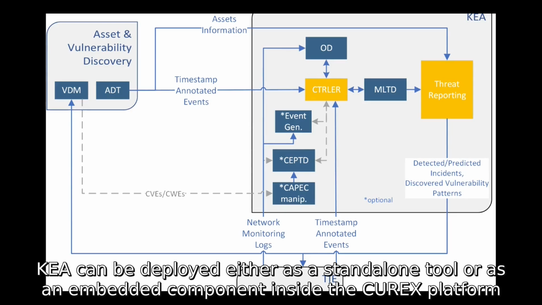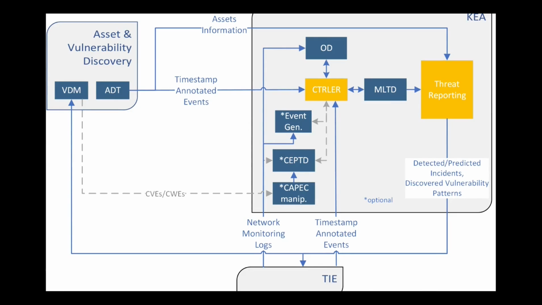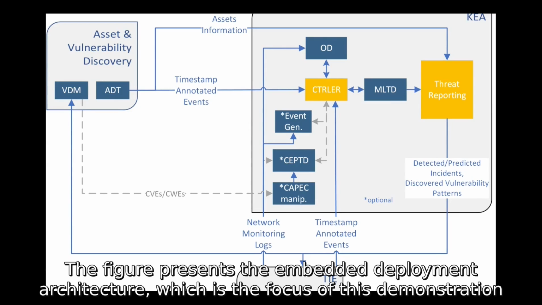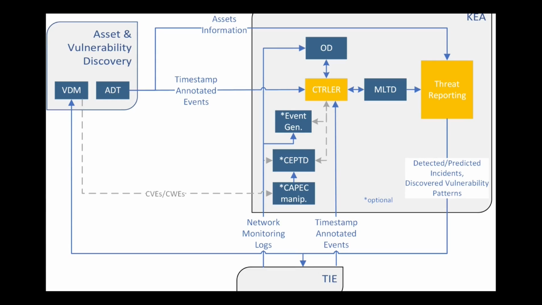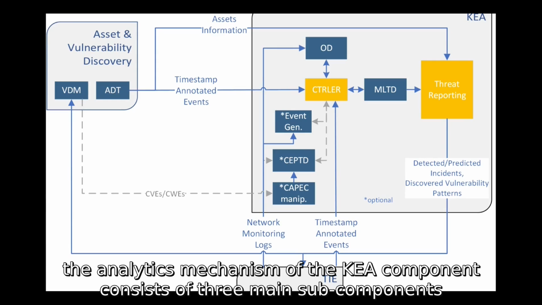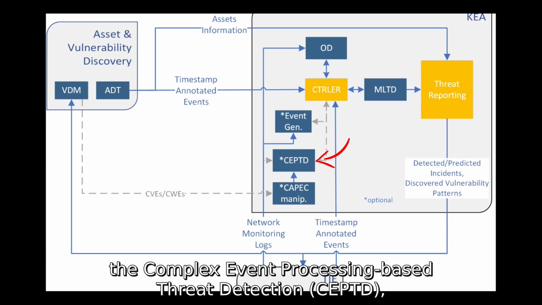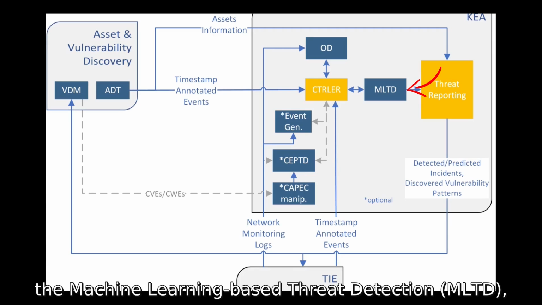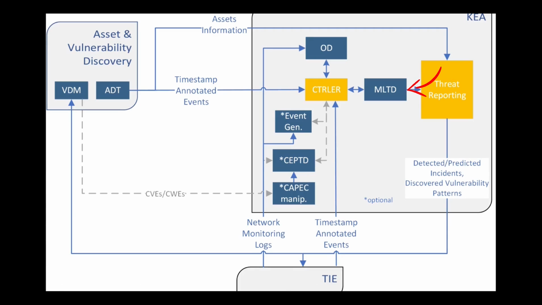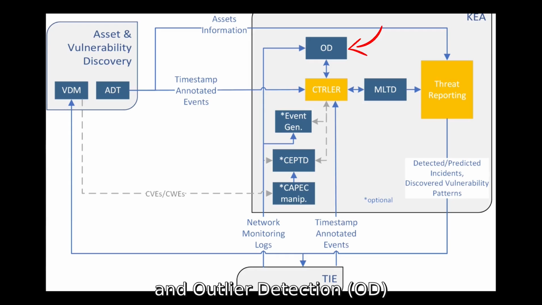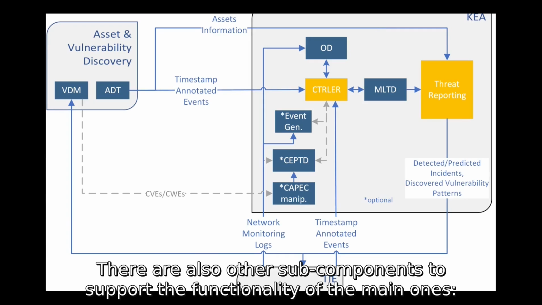KEA can be deployed either as a standalone tool or as an embedded component inside the CUREX platform. The figure presents the embedded deployment architecture, which is the focus of the demonstration. As it is presented in the figure, the analytics mechanism of the KEA component consists of three main subcomponents: the complex event processing-based threat detection, for short CEPTD, the machine learning-based threat detection, for short MLTD, and the outlier detection, for short OD. There are also other subcomponents to support the functionality of the main ones.